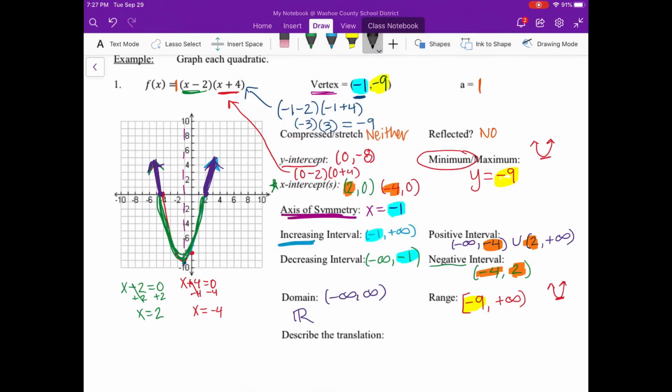And lastly, we want to describe the translation. So how did this translate? The graph translated left 1 unit. It also went down 9 units. And there's no stretch or compress or no reflection, so no need to mention anything there.